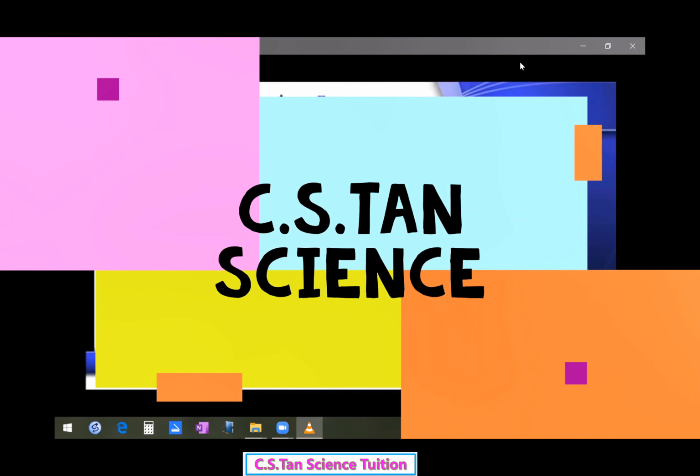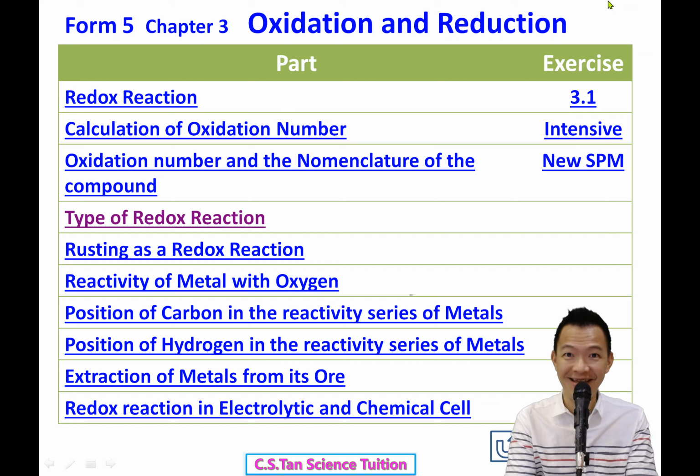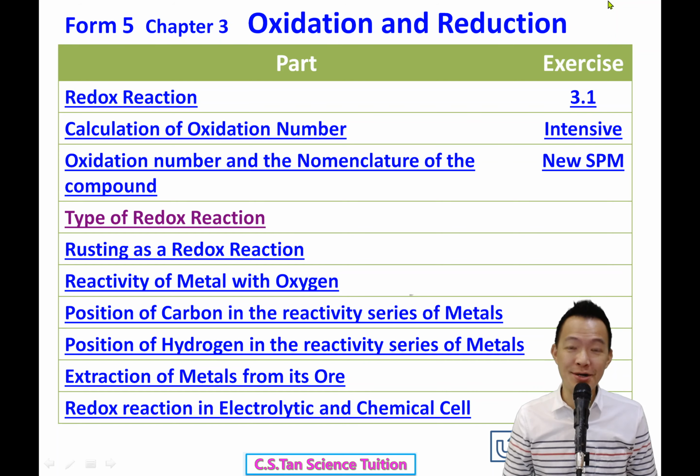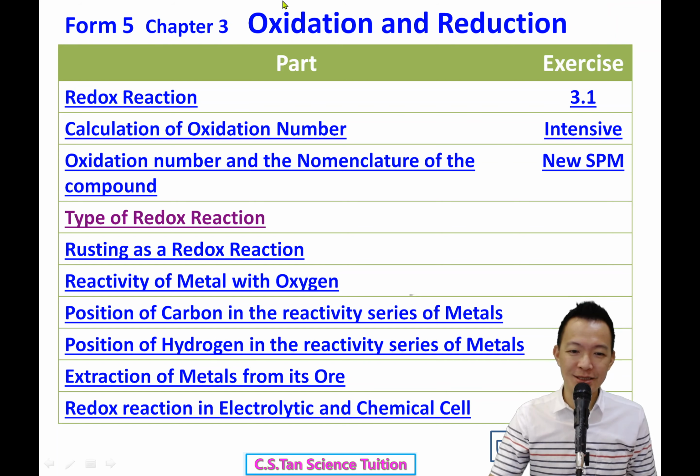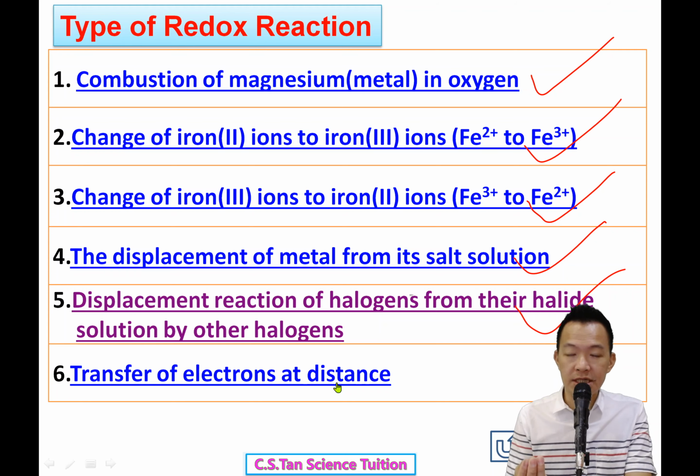Hi, from Form 5 Chapter 3, video number 20 maybe. Still redox, types of redox, six types of redox, we finished number 5. And now we go to the last one, the last redox: transfer of electrons at a distance. Electrons transferred back and forth is also a redox, but this is not a new redox. Redox number 6 is actually the same as 1, 2, 3, 4, 5.